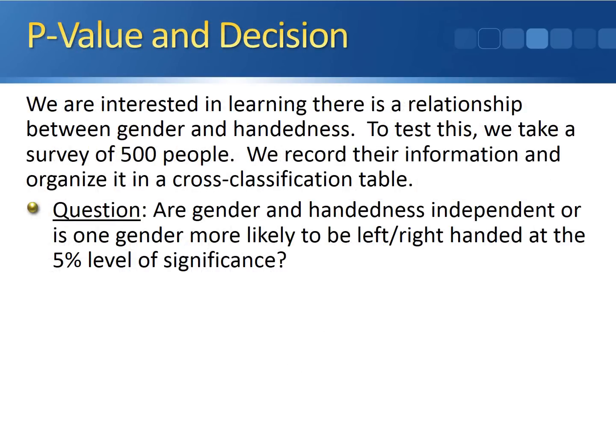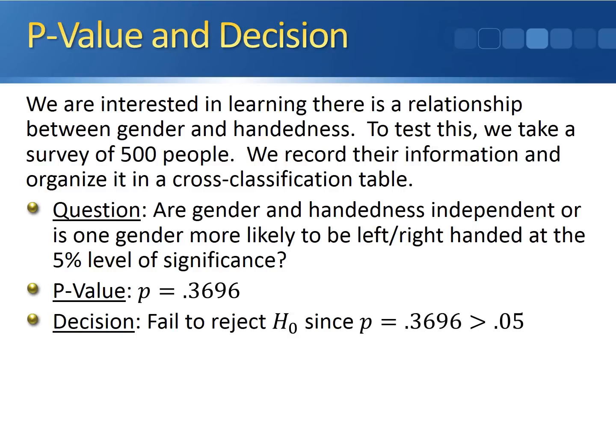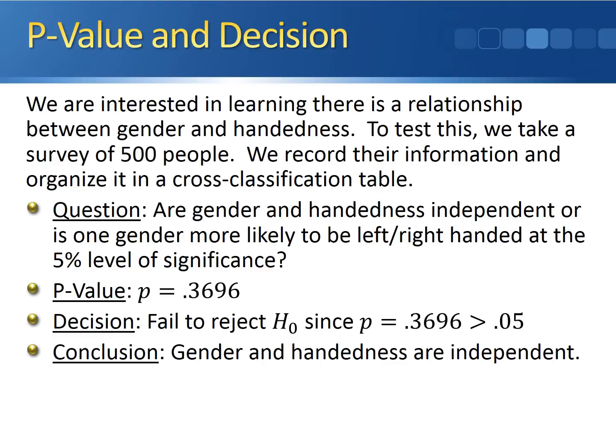And finally, we calculate the p-value, make a decision, and come to a conclusion. Using Excel, we'll find that the p-value is 0.3696. Since we're doing this test at the 5% level of significance, we'll fail to reject the null hypothesis since our p-value is greater than alpha. And so our conclusion is that gender and handedness are indeed independent from one another.